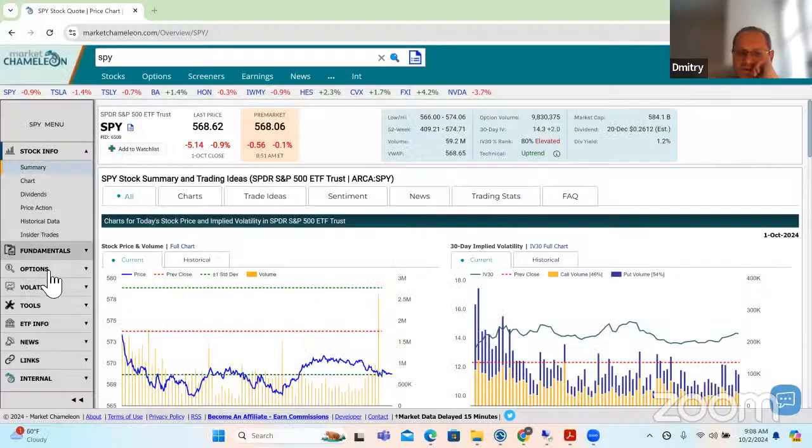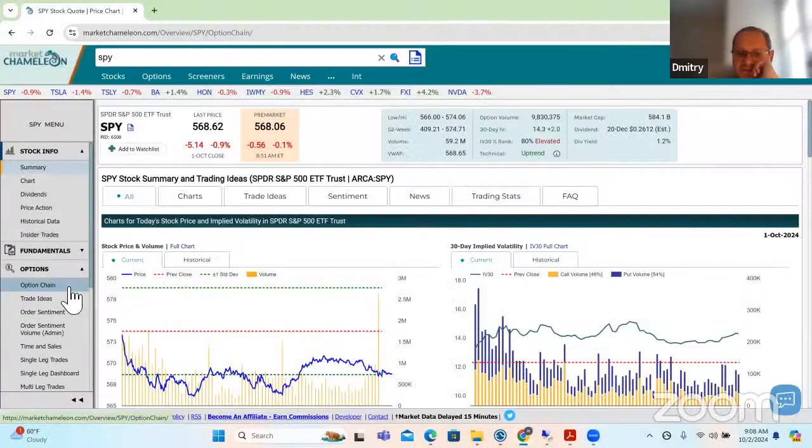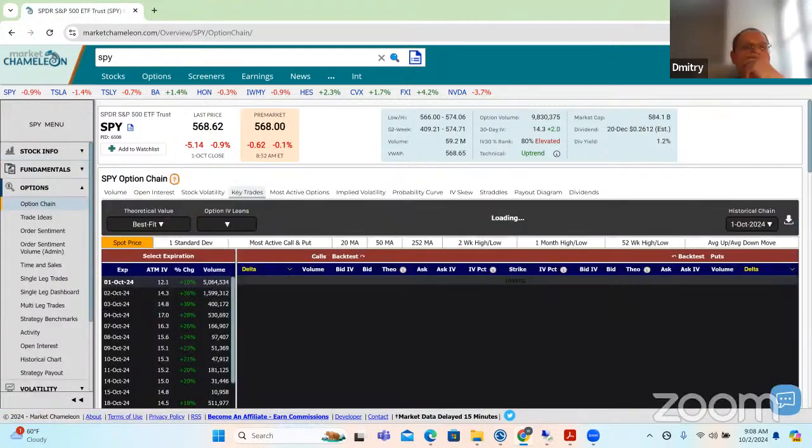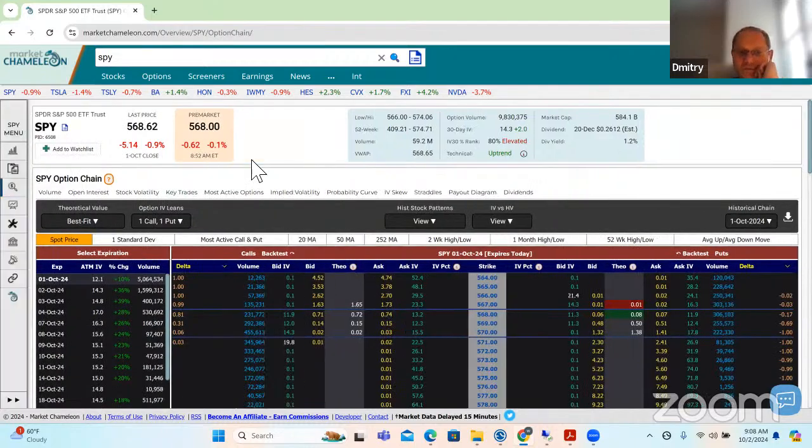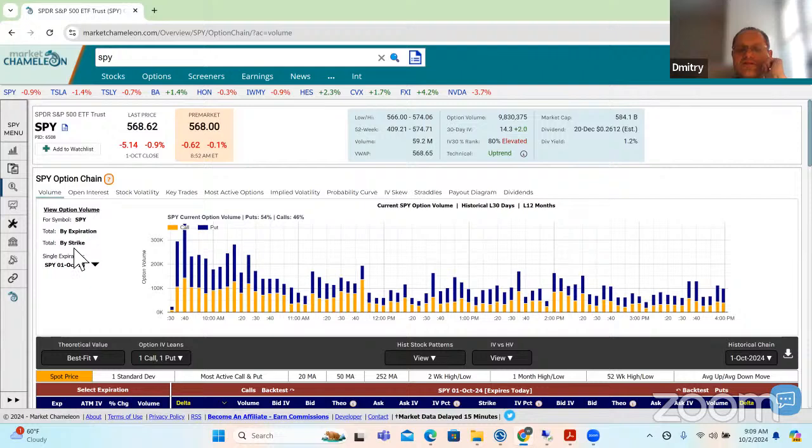So I think what we were going over is the options chain. Let's just recap what we were doing yesterday. On this options chain, I'm going to close this menu just to expand the screen. We were covering the different graphs that show the trading volume in the options. These are just quick visual displays to get insights on the trading volume using graphs.